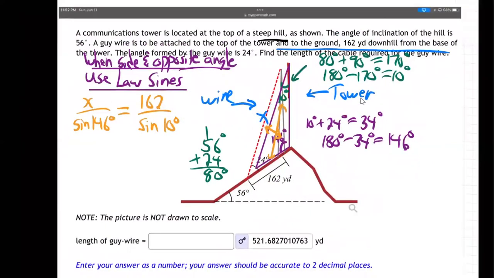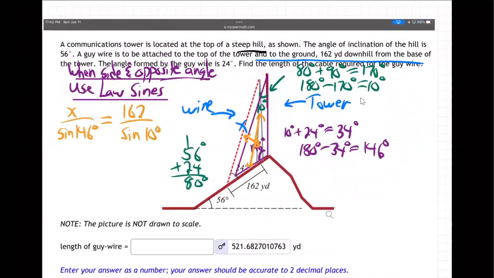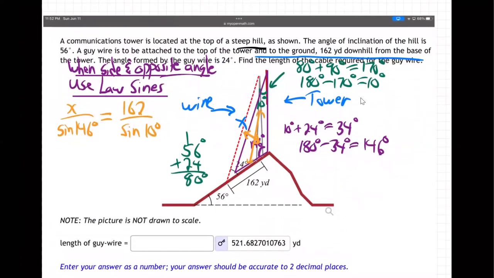Sorry, the picture got a little messed up there. All right, so there it is. Trying to fix that picture. I don't know how to do it. I don't know why it keeps doing that.